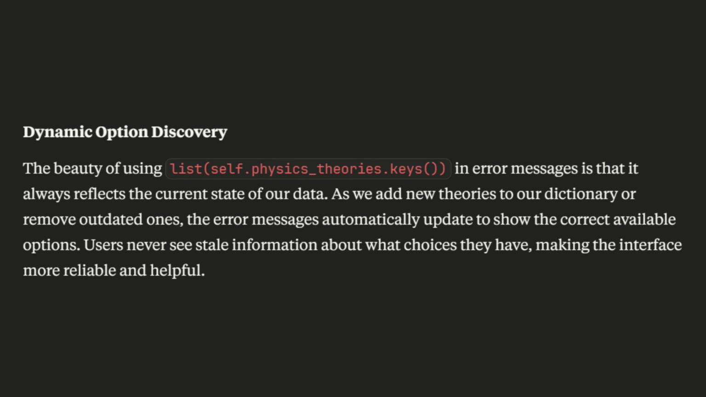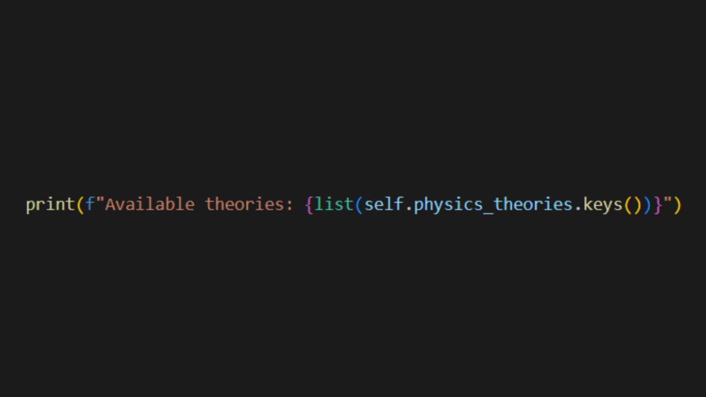The concept of embedding function calls within F-string expressions enables sophisticated user communication, where error messages become helpful guides, showing users exactly what options they have, improving user experience through informative feedback generated dynamically from your program's data.